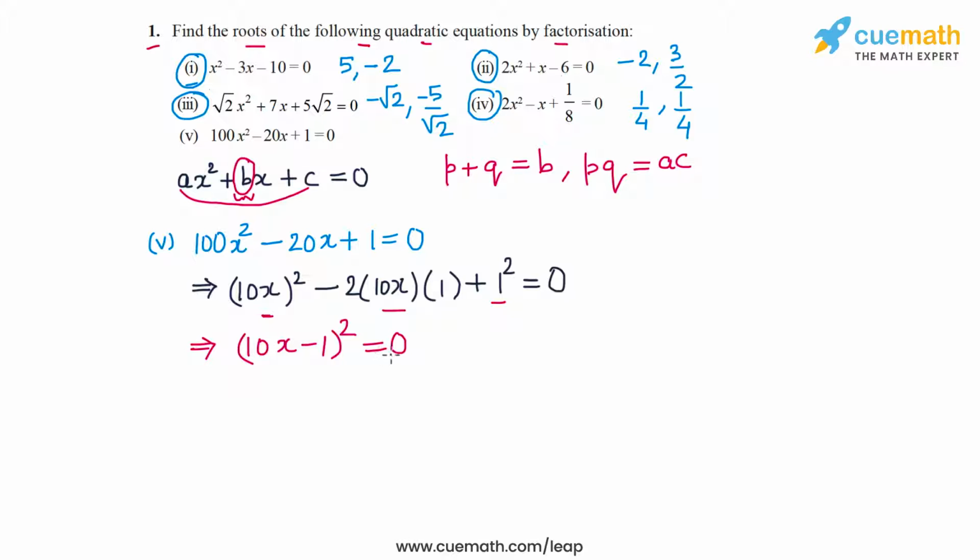So the two roots of this equation are actually identical, and those two roots are x equal to, so 10x minus 1 equal to 0, or x equal to 1 by 10, and x equal to 1 by 10. So both the roots of this equation are 1 by 10. So let's write that here, 1 by 10 and 1 by 10. So that solves part 5, and with that all the parts of question 1 are done.